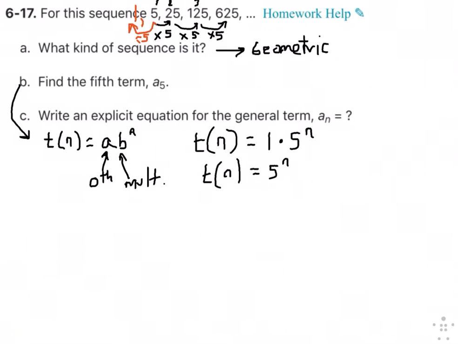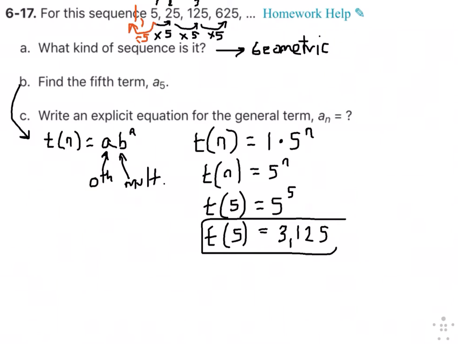Okay, so it says find the fifth term. So T of 5 equals 5 to the fifth power. And 5 to the fifth power is 5 times 5 times 5 times 5 times 5, which is 3,125.